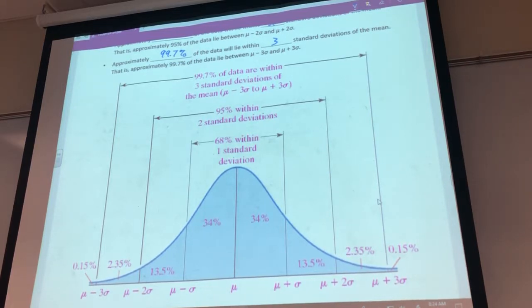You won't have to have that for your test because I'm not going to give you the hard types of questions on these. On these, it's going to be just 68, 95, 99.7.